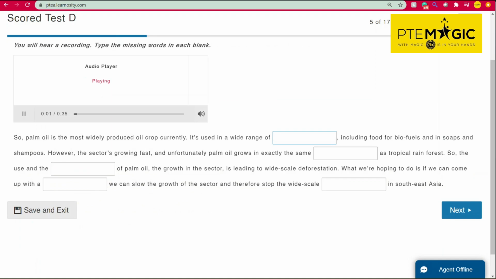So palm oil is the most widely produced oil crop currently. It's used in a wide range of industries, including food, for biofuels, and in soaps and shampoos. However, the sector's growing fast, and unfortunately, palm oil grows in exactly the same environment as tropical rainforest. So the growth in the sector is leading to wide-scale deforestation. What we're hoping to do is, if we can come up with an alternative, we can slow the growth of this sector and therefore stop the wide-scale deforestation in Southeast Asia.